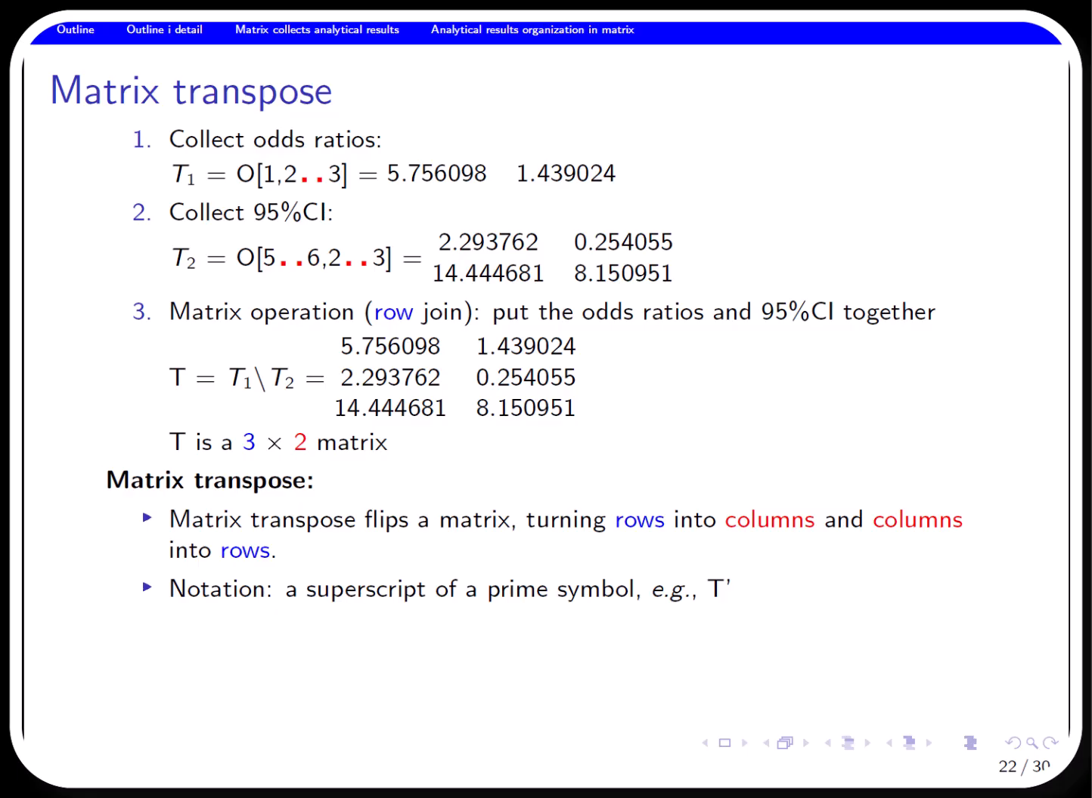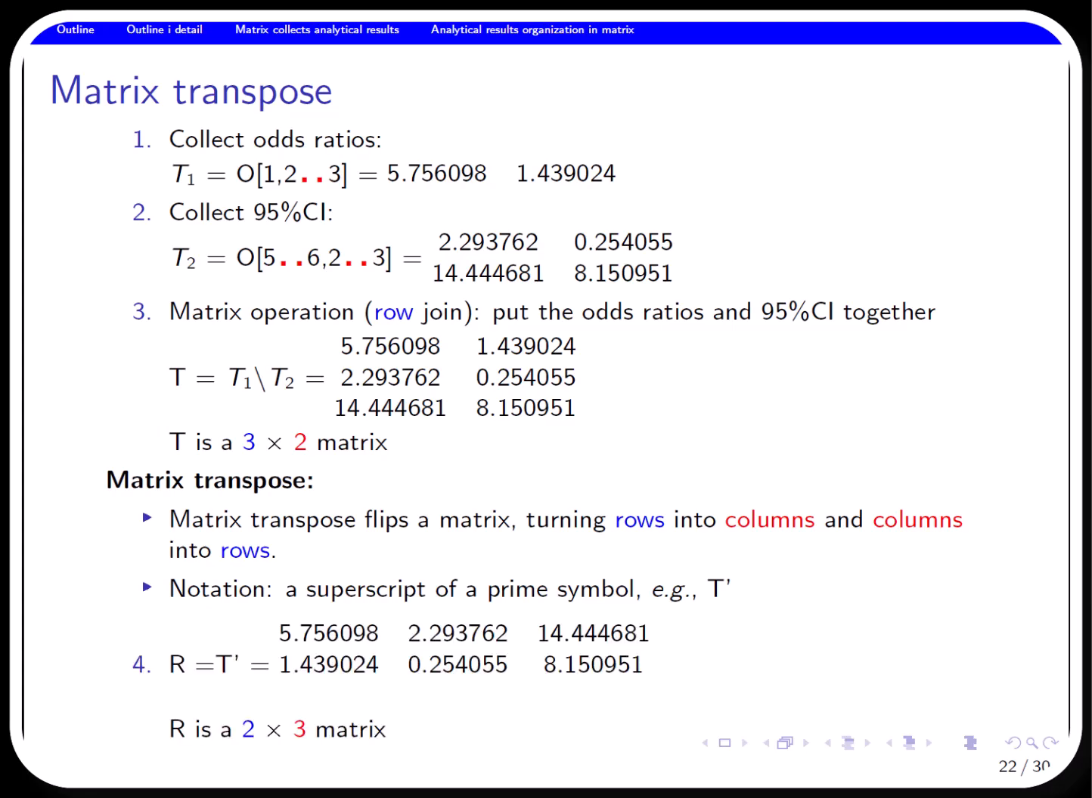Matrix transpose. Matrix transpose is to flip a matrix, turn rows into columns and columns into rows. Notation for matrix transpose is a superscript prime symbol, such as T prime symbol. If we write T prime symbol, the matrix T will be transposed. As you can see, T is a 3 by 2 matrix, R is a 2 by 3 matrix.